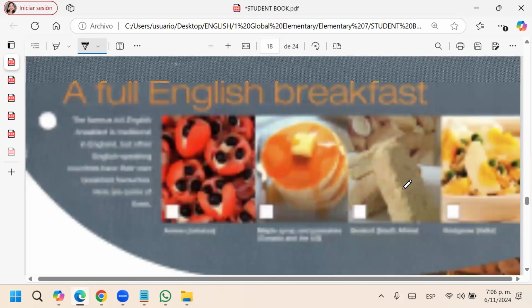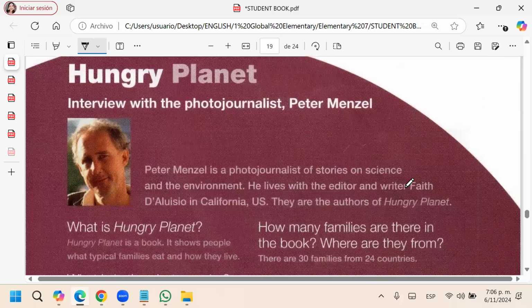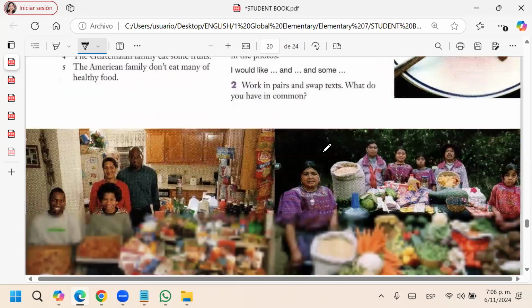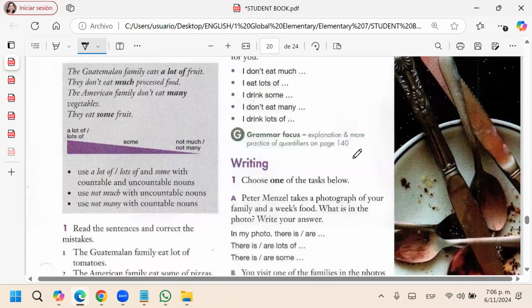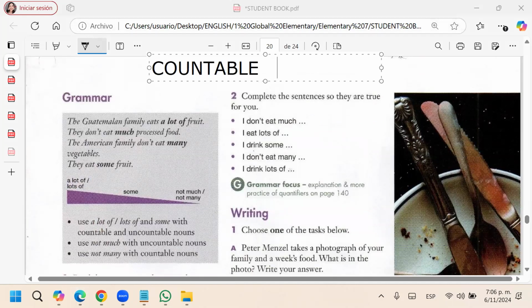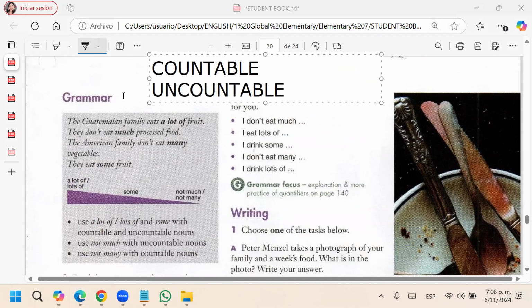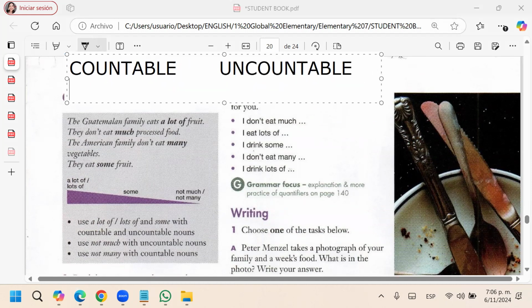And why food? Because today we're going to start the countable and the uncountable nouns. Okay, estoy un poquito desordenada aquí porque voy a ir de atrás para adelante para que me entiendan bien. Por eso me paso de una página a otra. Today we're going to start in English the countable and uncountable nouns.